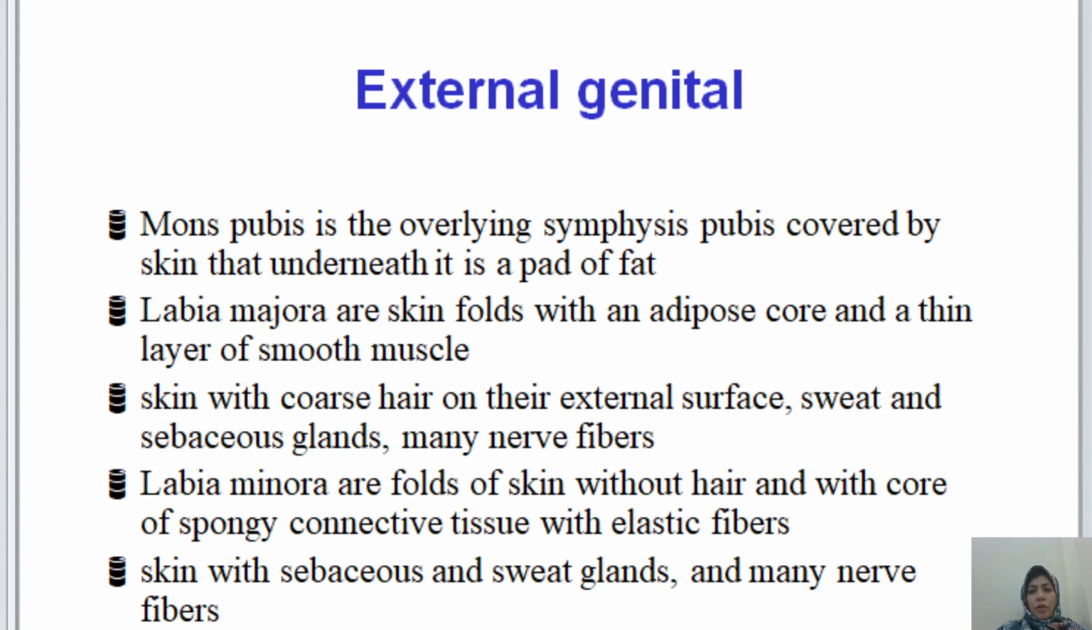Labia majora are skin folds with an adipose core and a thin layer of smooth muscle, and the skin of labia majora contains, on their external surface, sweat and sebaceous glands and many nerve fibers. Labia minora are folds of skin, but there is no hair, with a core of spongy connective tissue with elastic fibers. Skin with sebaceous and sweat glands and many nerve fibers is located here.